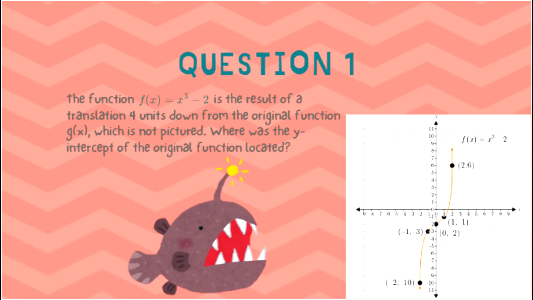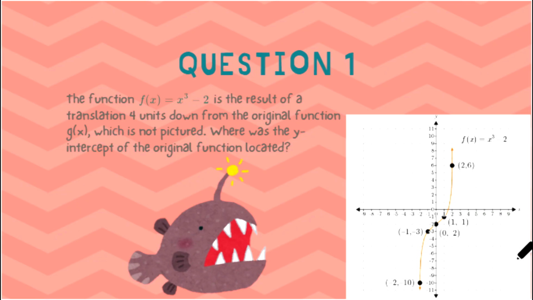Question 1, your turn. And yes, it gave me that picture for an axolotl. Don't ask me why. The function f of x is equal to x cubed minus 2 is the result of a translation 4 units down from the original function g of x, which is not pictured. Where was the y-intercept of the original function located? Okay, so this is giving you the new one, and it wants to know where the old one was. This has been translated down 4. Pause it, figure it out, come back.